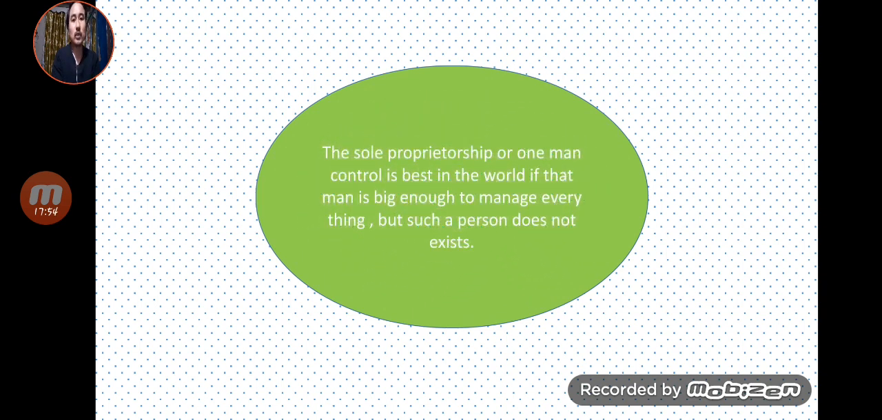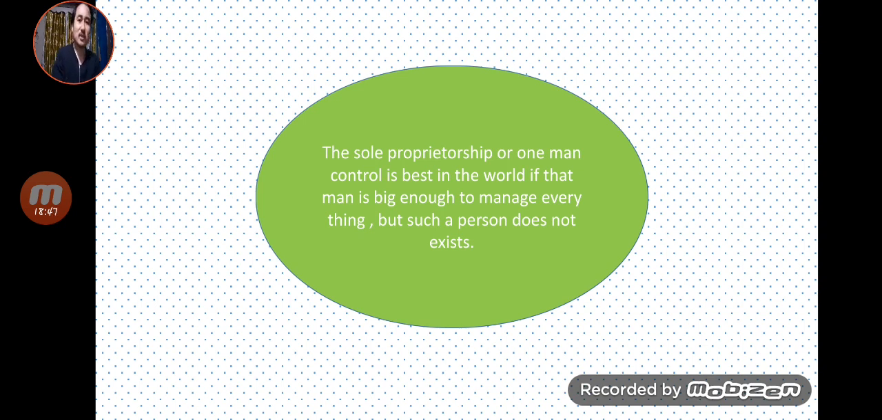Let us see why the sole proprietor type of business is not complete in itself. I'll read this paragraph for you, which I've taken from the Economic Discussions Forum. The sole proprietorship or one man control is best in the world if that man is big enough to manage everything, but such a person does not exist. One man cannot have every skill and that much amount of money. Even huge conglomerates take debt because they also face constraints of capital. So what about individuals?